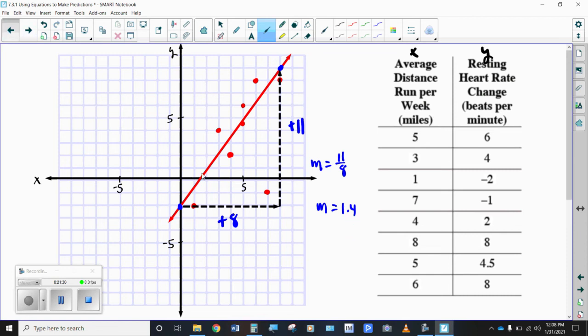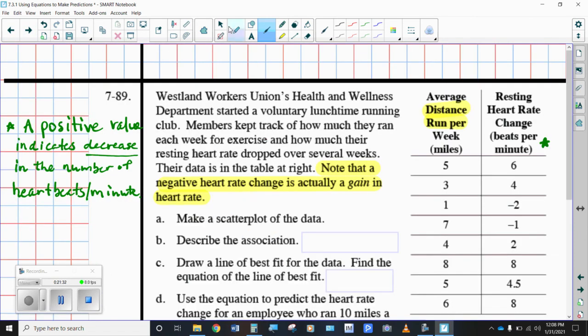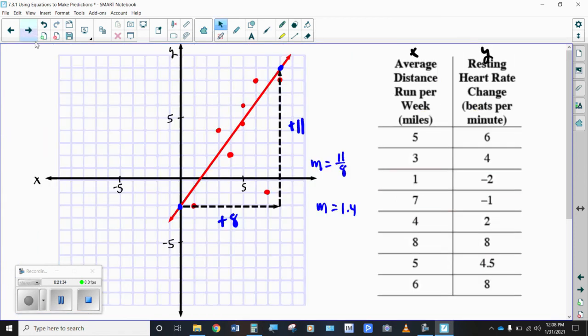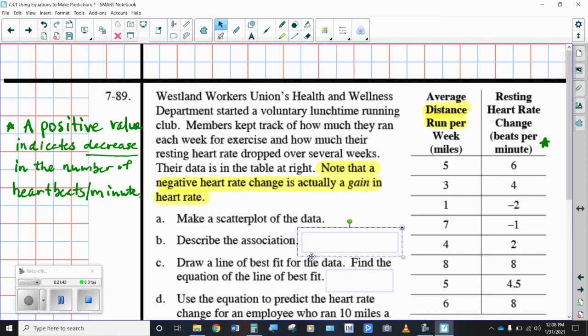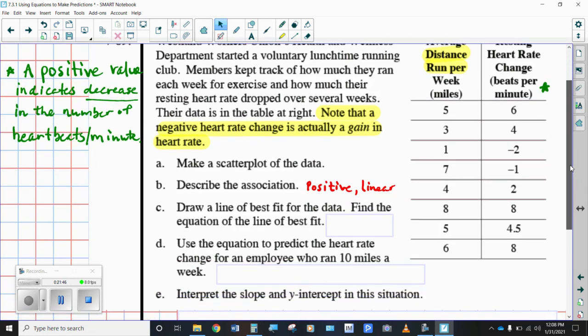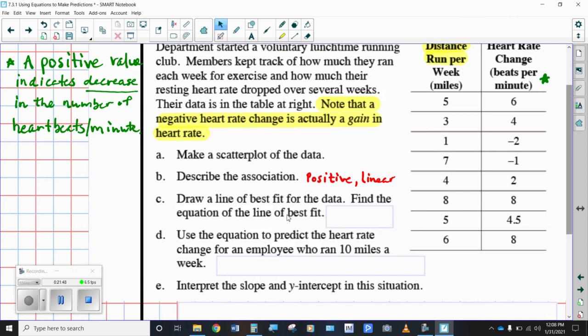All right, so let's answer these questions. Describe the association. Does that look like it's fairly strong association? Moderate to strong. It's linear, and it's positive. So what did I say? Positive and linear. I didn't commit to whether it was strong or not. So just draw a line of best fit for the data. Find the equation for that line of best fit.